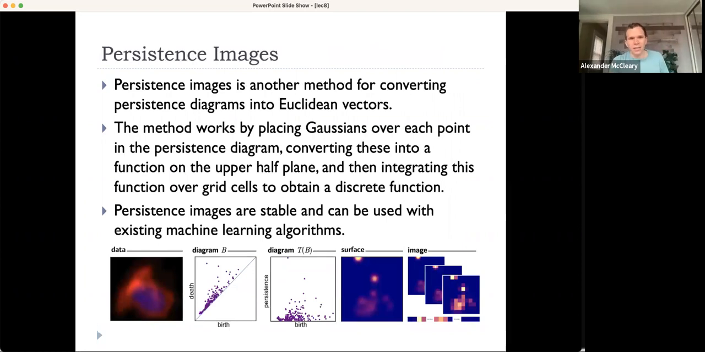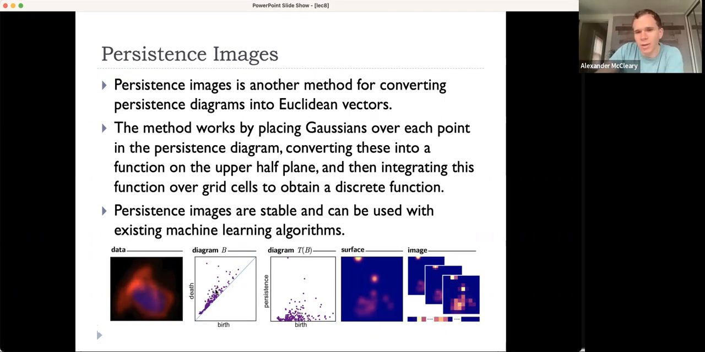Okay, the next thing we're going to look at is persistence images. Persistence images are another method for converting persistence diagrams into Euclidean vectors. The way this method works is we start with our data set and take a persistence diagram. If we look at this picture of the pipeline down at the bottom, our data set is this thing on the left, and we take the persistence diagram and move over to this thing just to the right of it.